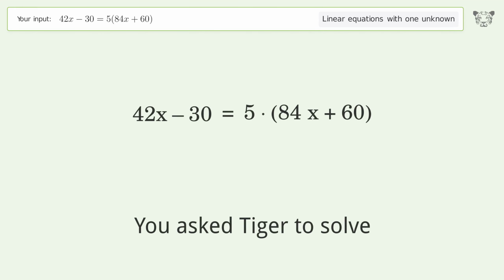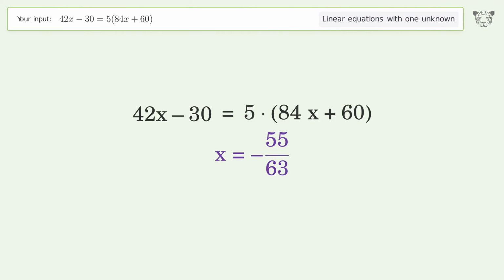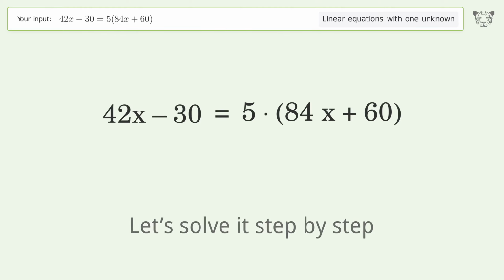You ask Tiger to solve. This deals with linear equations with one unknown. The final result is x equals negative 55/63. Let's solve it step by step.